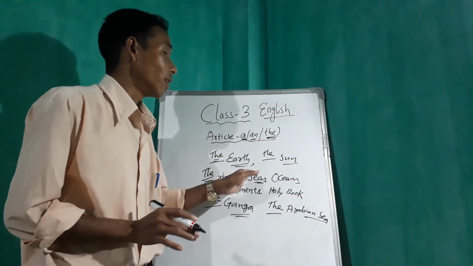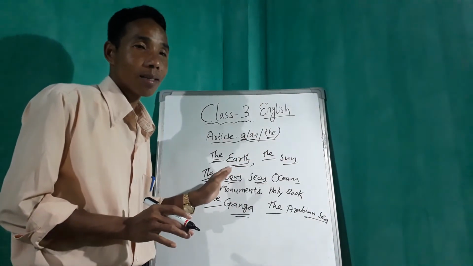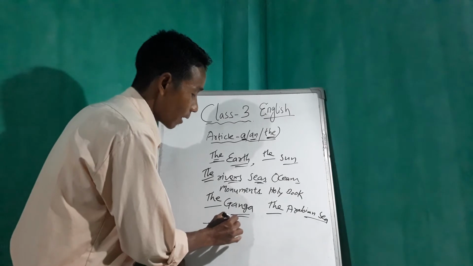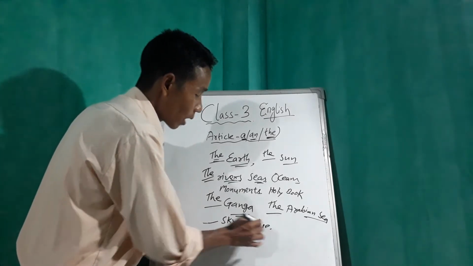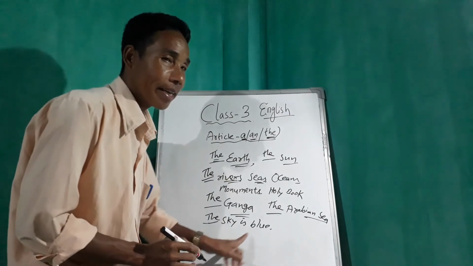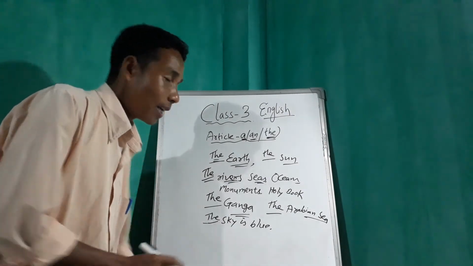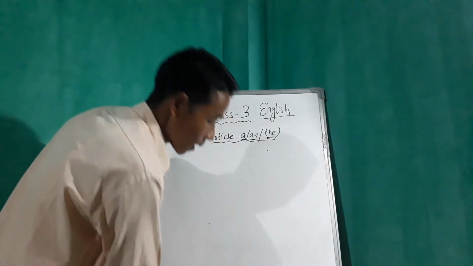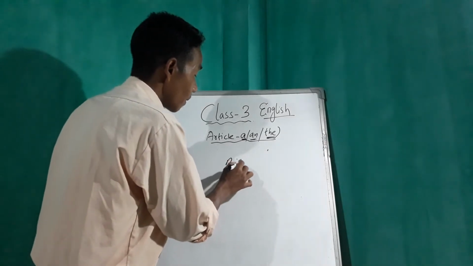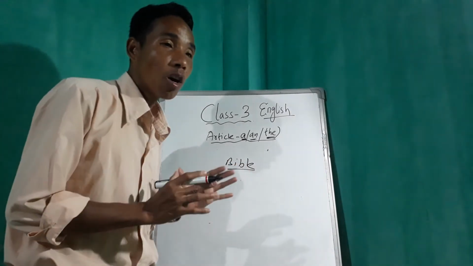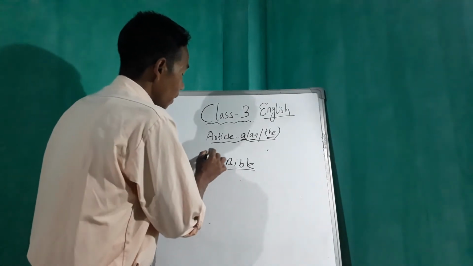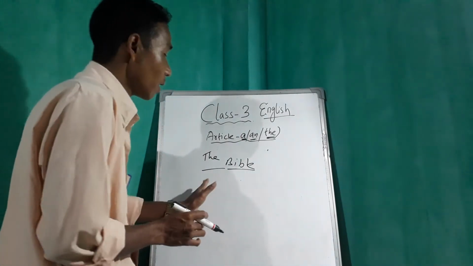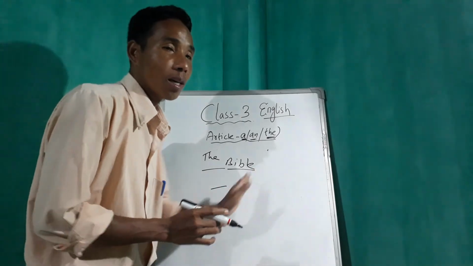With things that are unique, see, the earth, the sun, the moon, the stars. Or suppose here, the sky. The sky is blue. Again, some more examples. Suppose, Bible. The Bible is the holy book of Christians. So, what will be? The Bible. Suppose, Gita, the Bhagavad Gita.